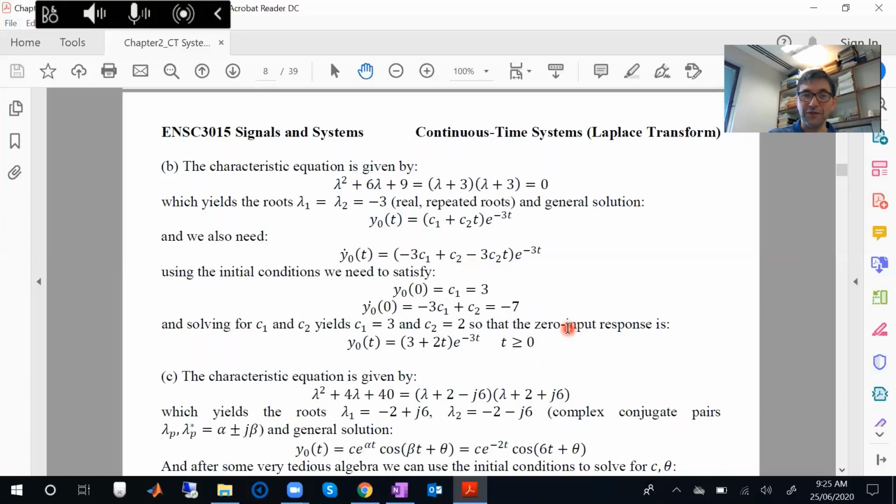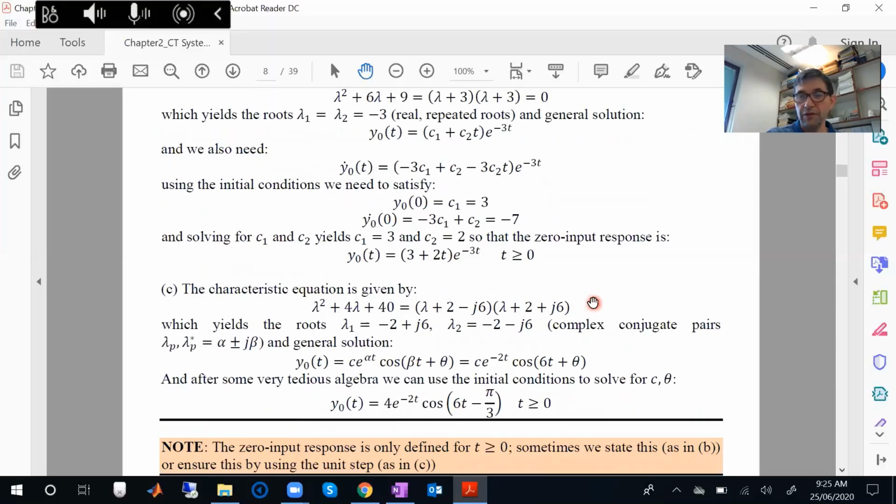Now we get to the last one. No surprises, you're going to get a complex solution, and of course, it's going to occur in complex conjugate pairs. So you get 2 roots for a second order system. This is the 2 roots. They're in complex conjugate pairs because this is j6, this is minus j6. The real part is the same. We know it'll be of this form here. If you go back through the previous pages, where the alpha is the real part, so that becomes negative 2, and the beta is the imaginary part, so that is 6.